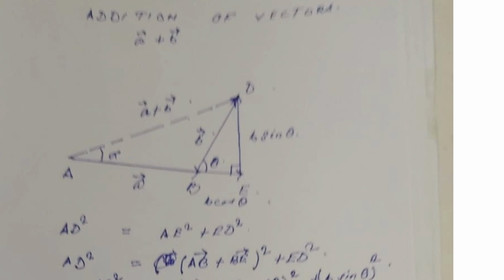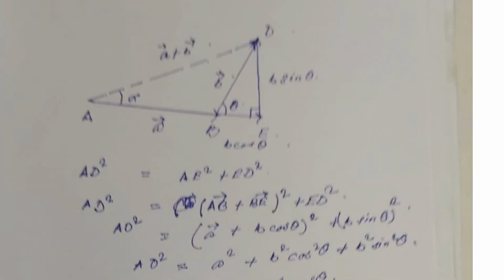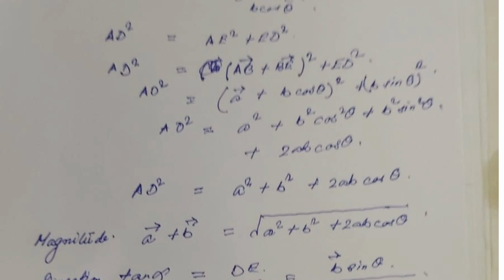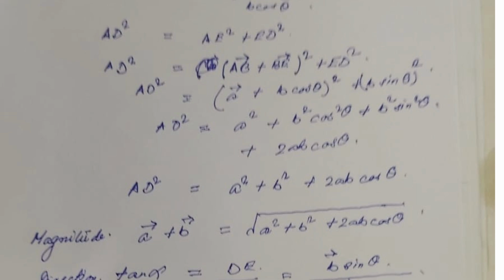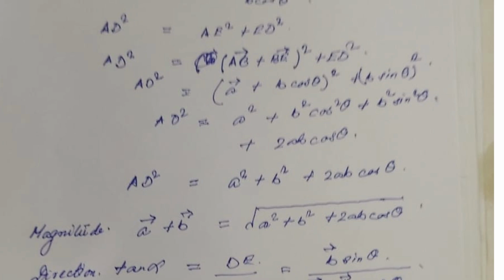Now, we are making a small vector AB called A and BD called B, and we have the same inclinations. Then we apply the Pythagoras theorem. The A plus B is equal to AD. Now, by Pythagoras theorem, AD square is equal to AE square plus ED square. Now, AD square is equal to AE, the whole thing is AB plus BE whole square plus ED square.